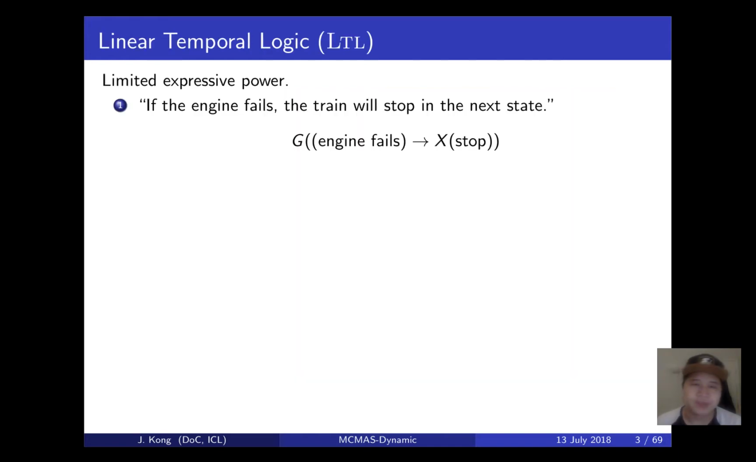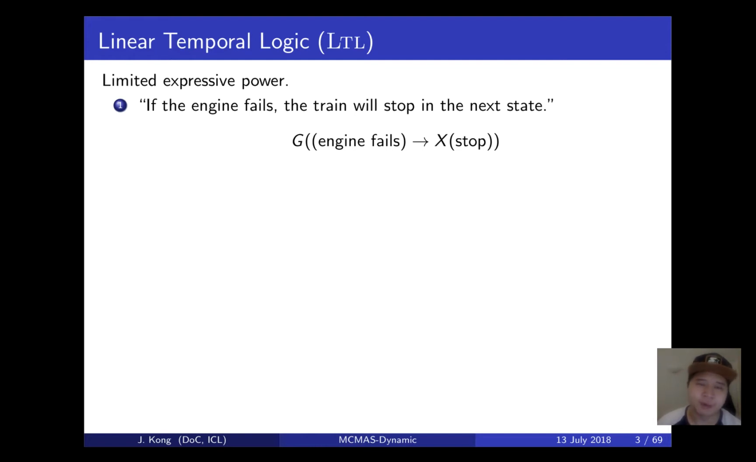So one specification language that's used in practice and industry is linear temporal logic, or LTL. LTL is useful, but it does have limited expressive power. We can use LTL to specify a safety property, like this one: if the engine fails, the train will stop in the next state. This is written as G (engine fails implies X stop), where G means that something is true in all future states on the path, including the current state, and X means that something is true in the next state.